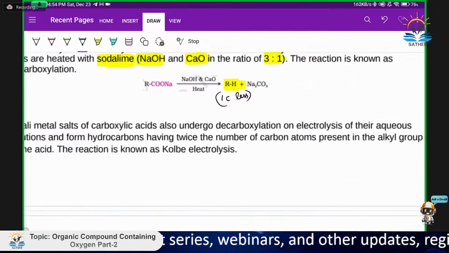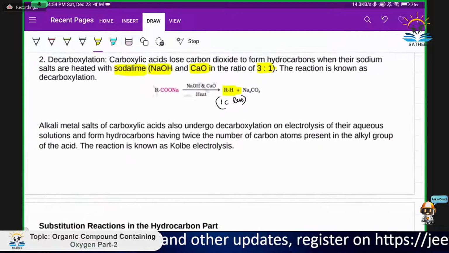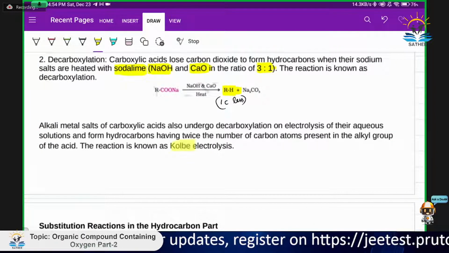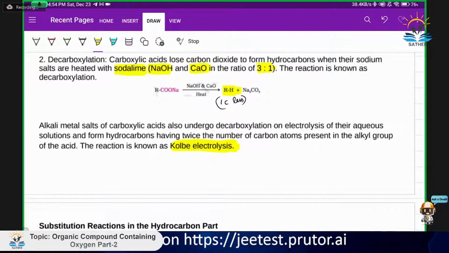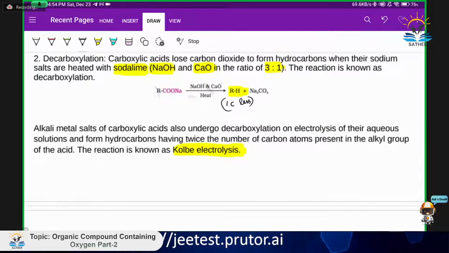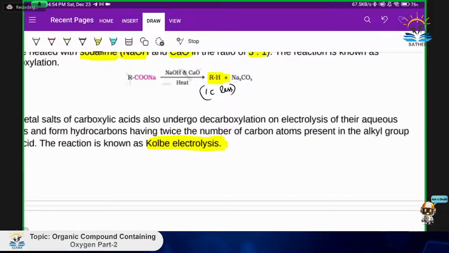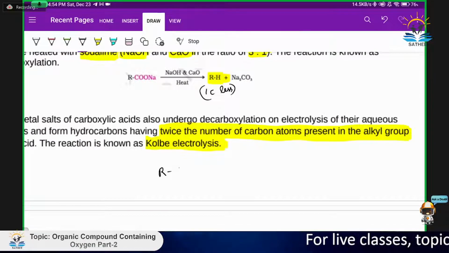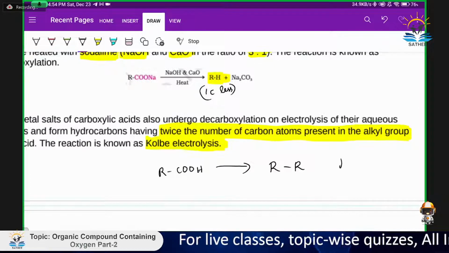We can produce alkanes from carboxylic acid also through Kolbe electrolysis. It is discussed in another chapter, but you should know that in the hydrocarbon prepared through Kolbe electrolysis, we have twice the number of carbon atoms present in the alkyl group. So if you are taking RCOOH there, the product we get is R-R and not R-H.